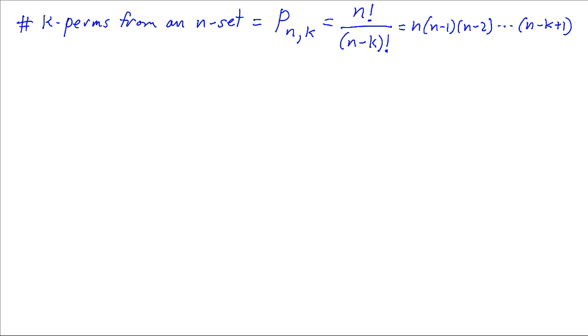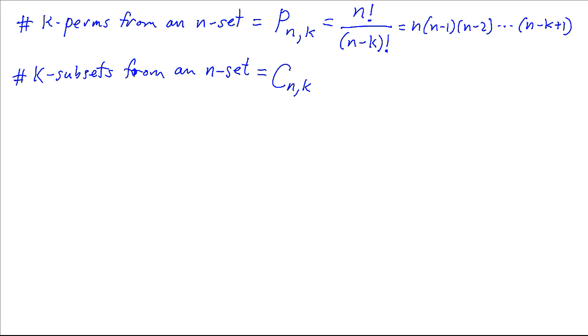Okay. We also showed that the number of k subsets from an n set, an n set is just an n element set, is C(n,k). And this one's a little bit more complicated. And here we don't have distinct ordering in the subsets, whereas in permutations we do. And this one is n factorial all over n minus k factorial times k factorial. In other words, it's smaller than the number of permutations by a factor of k factorial.